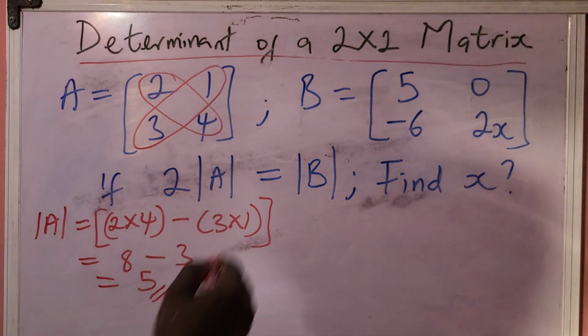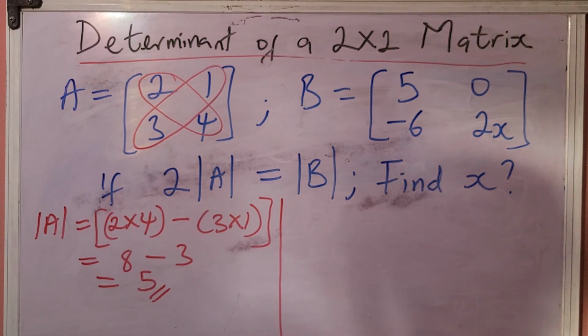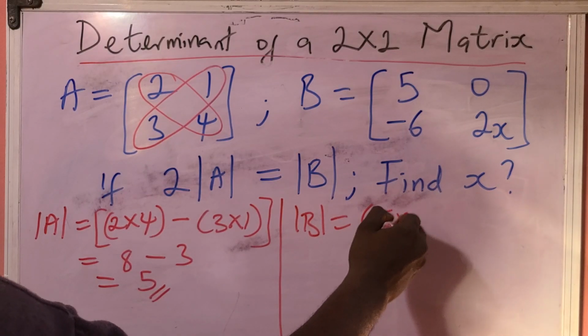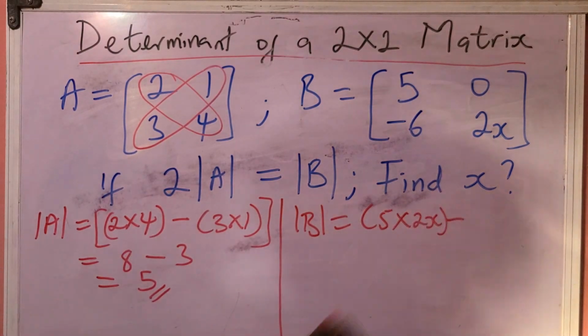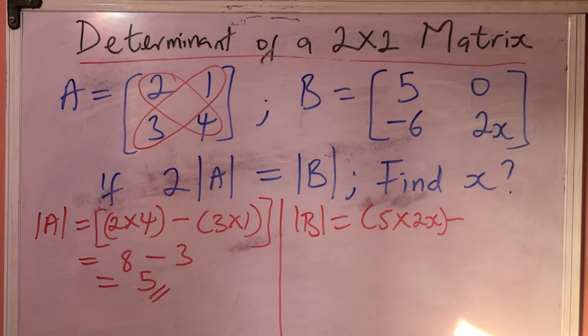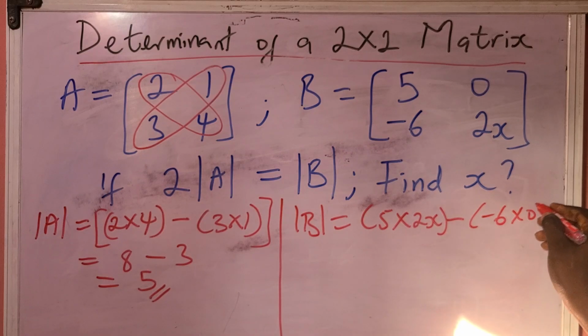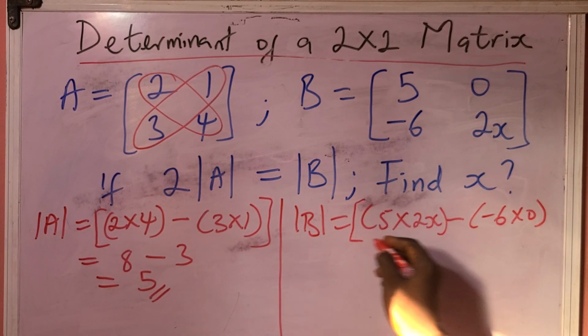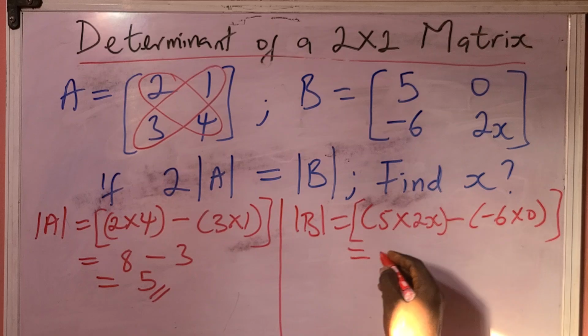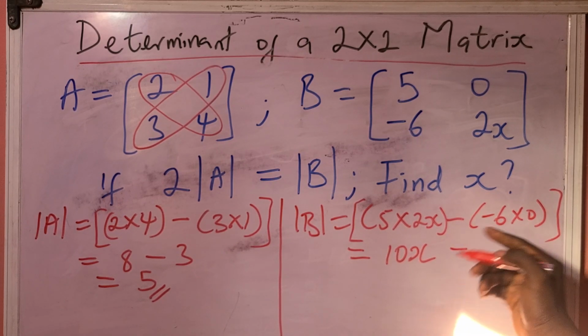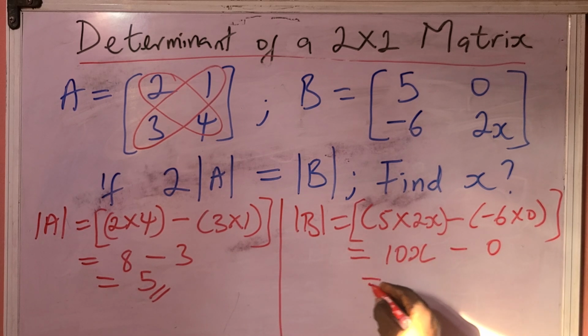Then we go on to solve for that of B, which will obviously be 5 times 2x minus 6 times 0. This will obviously give me 10x minus 0 times minus 6, 0 times anything will be 0. So I have the value of 10x as my response there.